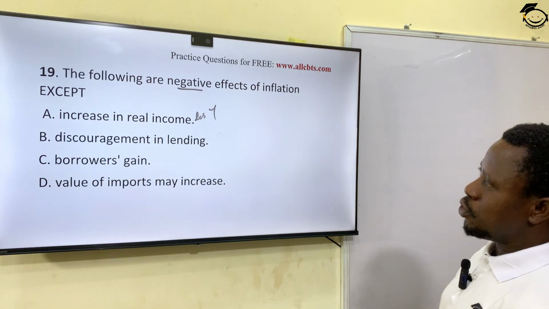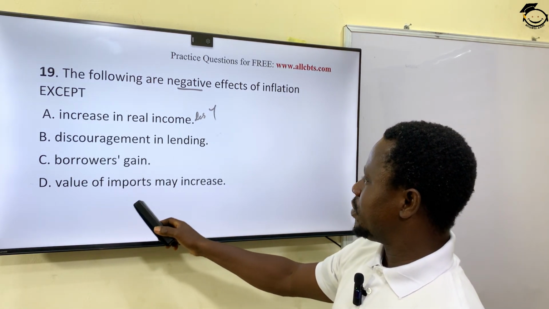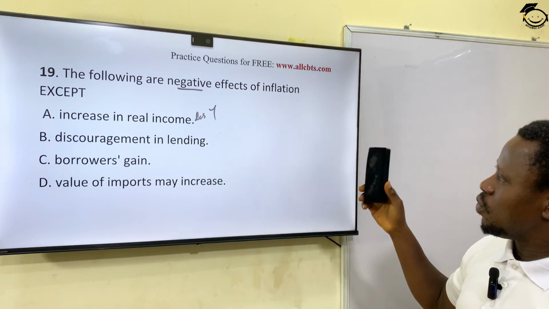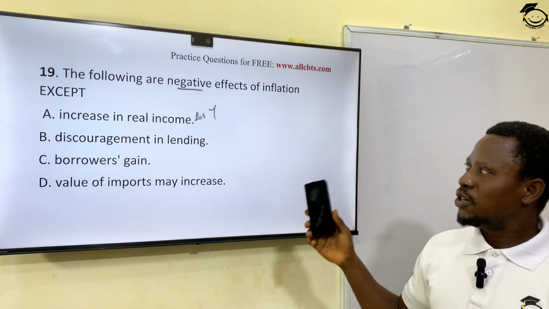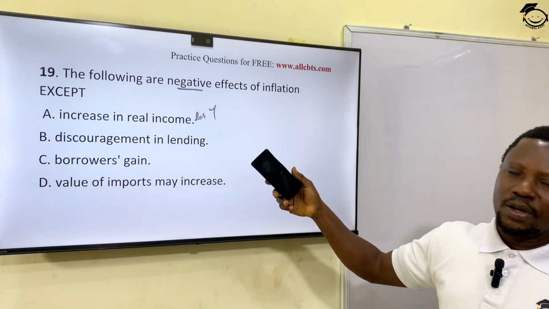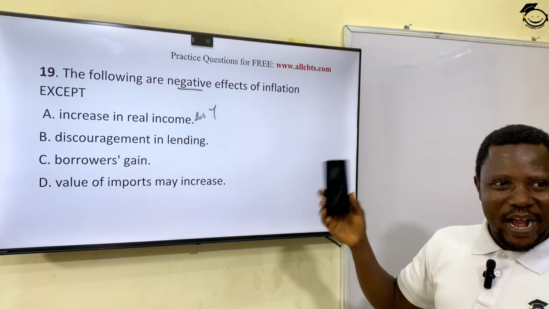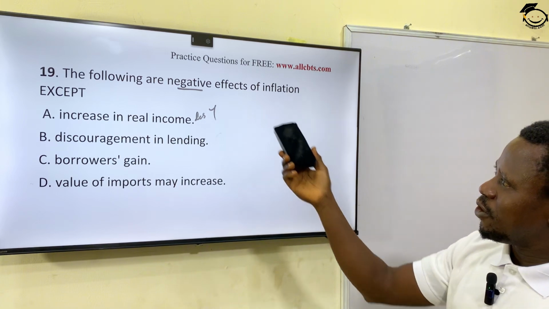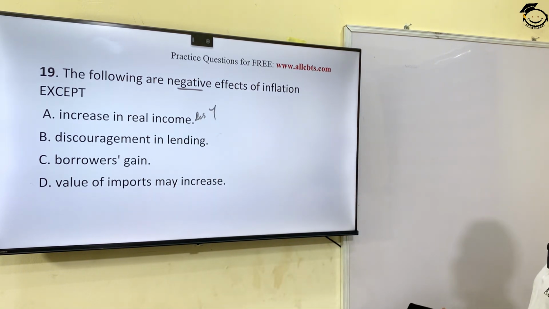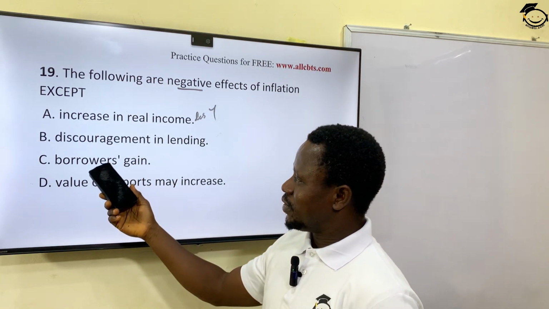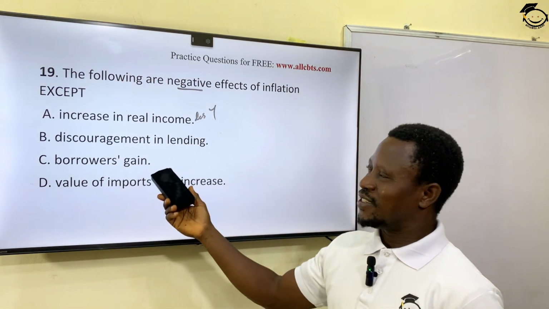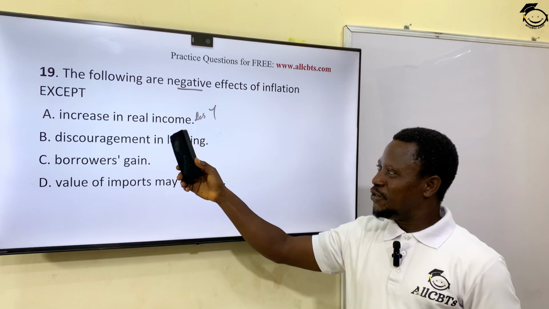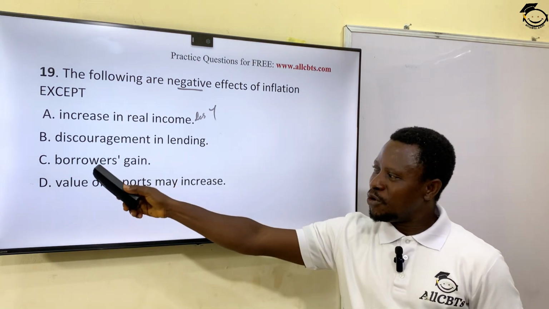Okay? Borrowers gain. Value of imports may increase during inflation. We tend to import more when there is inflation. All right? Inflation, remember, means high prices of goods and services. So which of them is actually not part of this set? Which one is not negative? Borrowers gain. It is positive for the borrowers, because they gain. But to the lender, it's negative. That's why the lender refuses to give his money, because when he gives his money, the borrowers will gain.